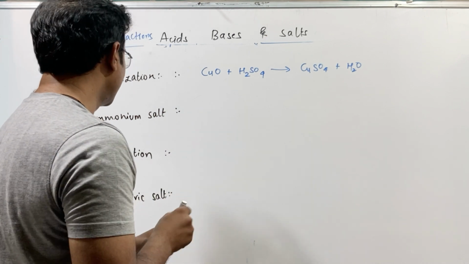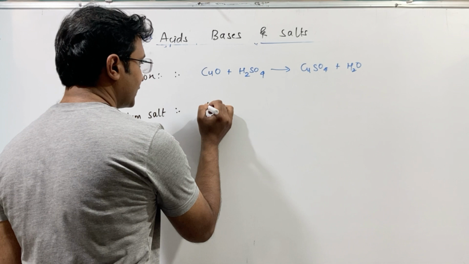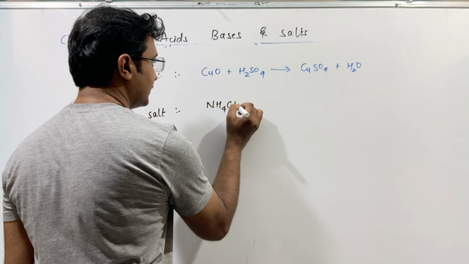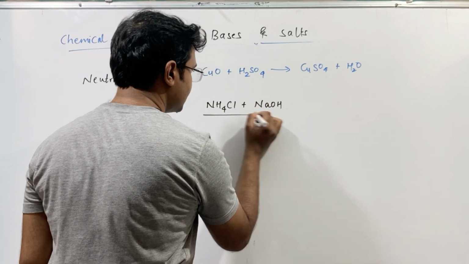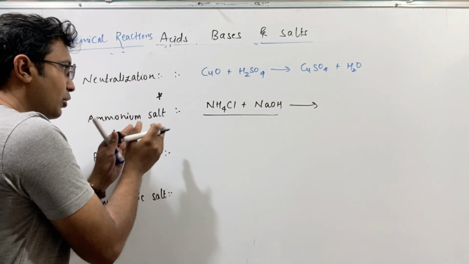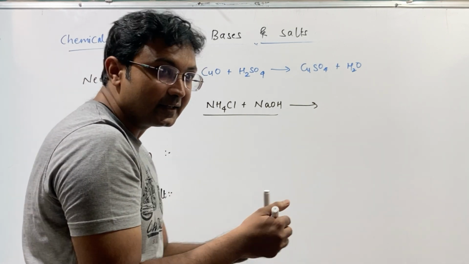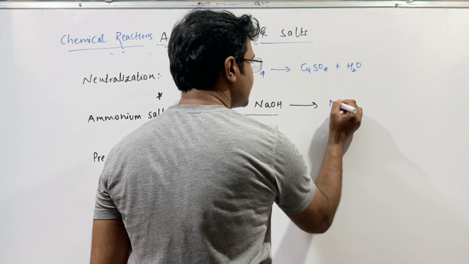Now, the reaction with ammonium salt, this is really very, very important. Say for example, NH4Cl I am reacting with NaOH. Now this is really very important. Put a star over here. When ammonium salt reacts with alkali, there is no exchange of ions. There will be liberation of ammonia gas.